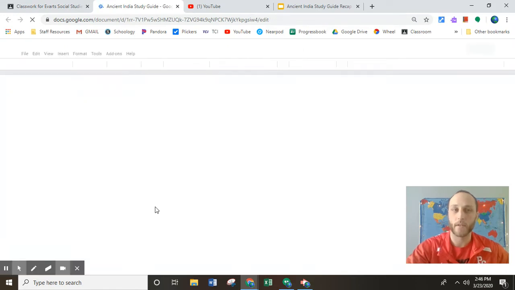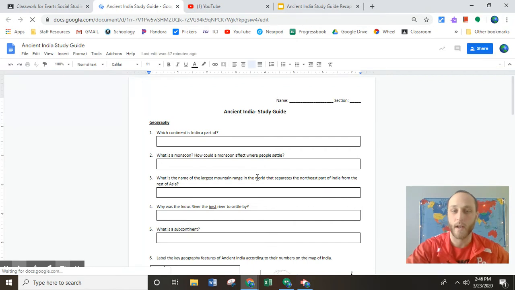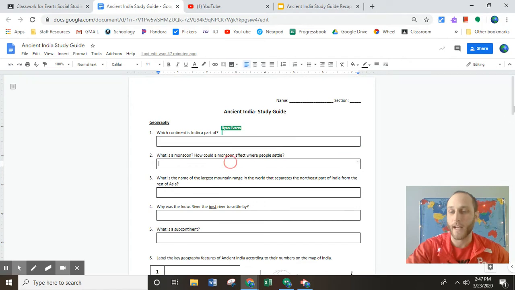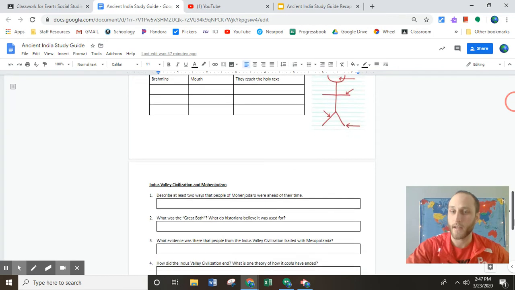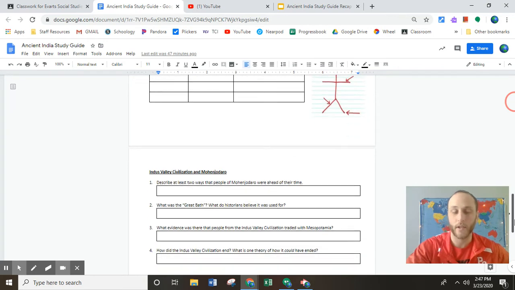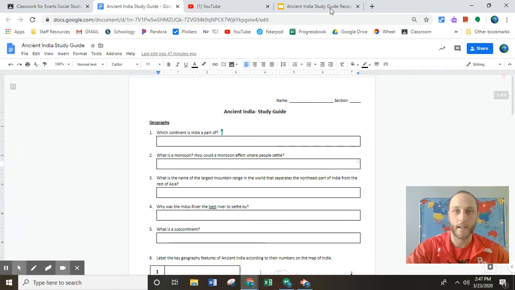So when you open up the Google Doc, you'll see that I asked you several questions from India, the things that we've been talking about. And then I left little boxes under each one where you'll fill in your answers that I'll be able to see on the Google Doc when you submit it to me through Google Classroom. Okay, so when you finish the study guide, you just go back into your classwork, you'll click Turn In, and then I'll be able to see that you finished up the study guide here.